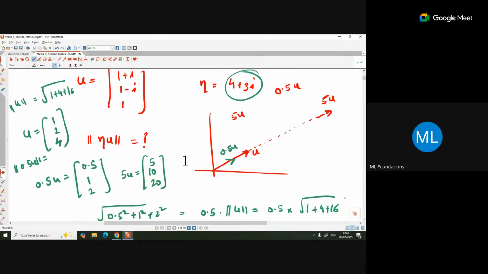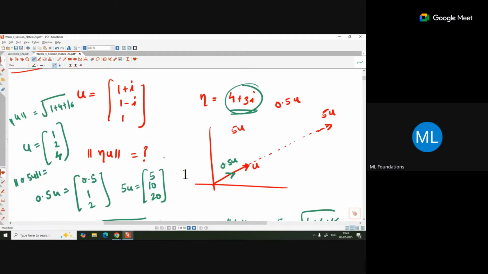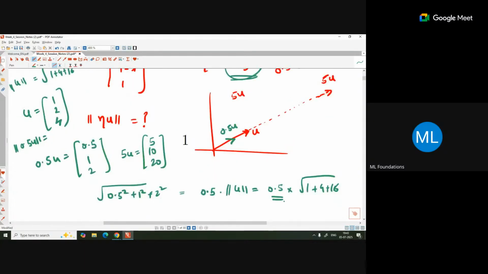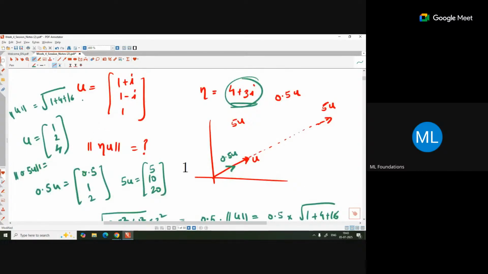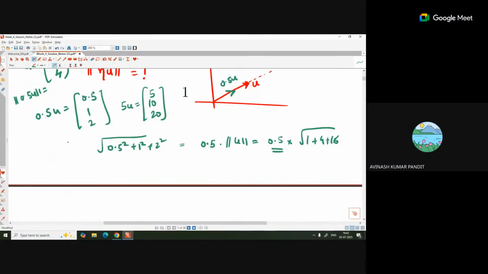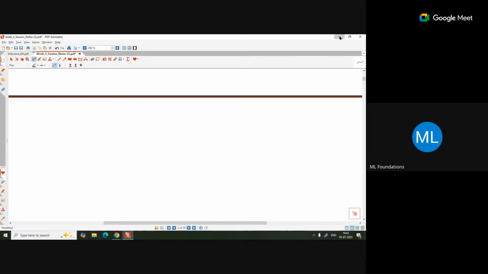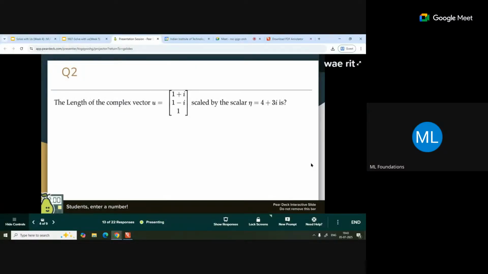So similarly, you have this scalar here. Now this is not a real-valued scalar; it is a complex-valued scalar. So what you have to do is multiply, or you can take this common out and find out the length of this vector. We already found the length of u in the previous question. You just have to multiply that and get it. So you just try it, and I'll show you the solution. I'll wait for 1 more minute, and then we'll see that question's answer.